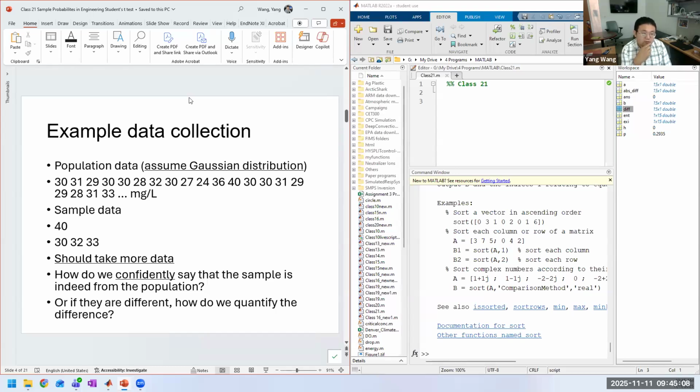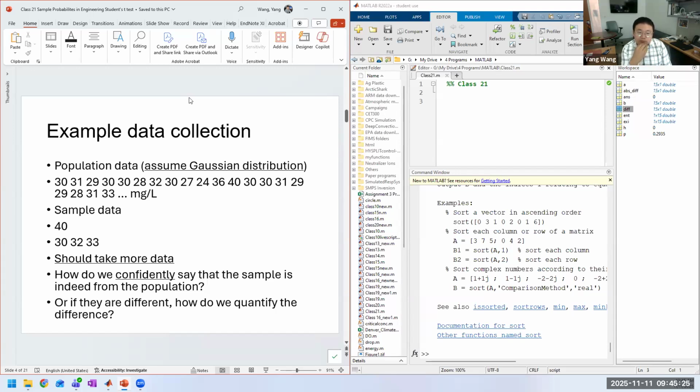So first we need to consider the population data. Population data is basically, you can think of it as the BOD concentration at any time at the discharge point, right? So it's going to have a very, very large sample. It's just that we're not measuring it, right?